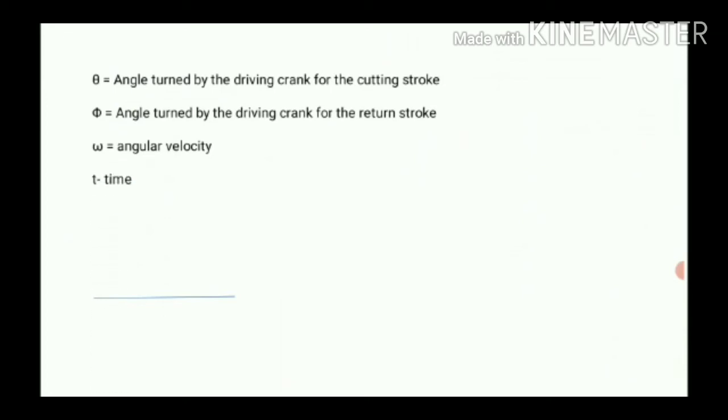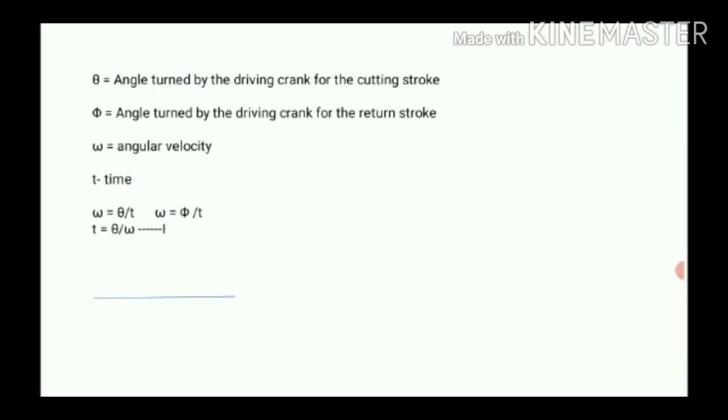Here we consider theta, the angle turned by the crank for the cutting stroke, phi, the angle turned by the crank for the return stroke, and omega, the angular speed of the crank. We know that t is the time. Angular displacement per unit time is called angular velocity. So omega is equal to theta upon t, and omega is also equal to phi upon t.